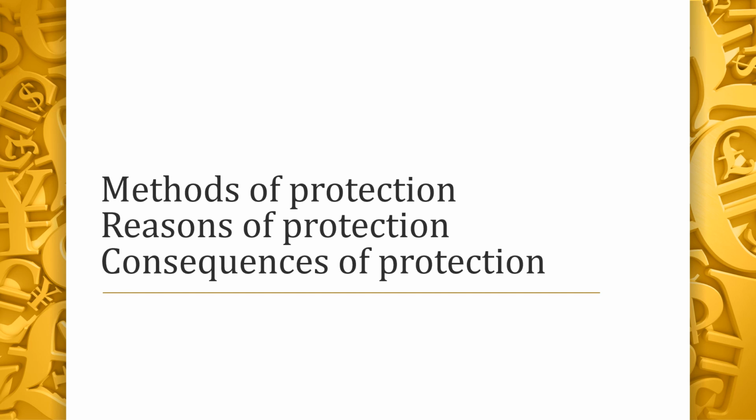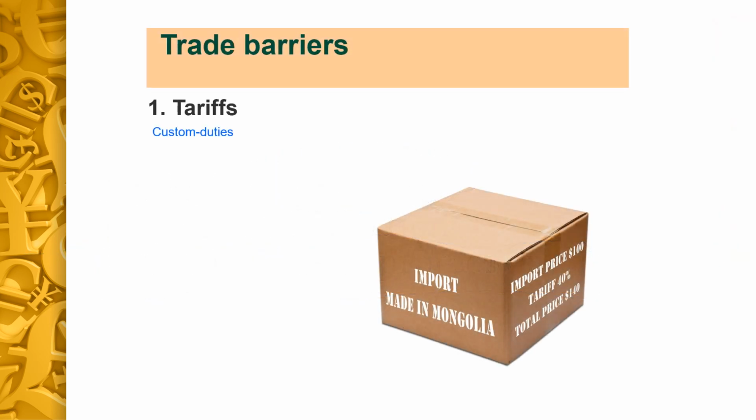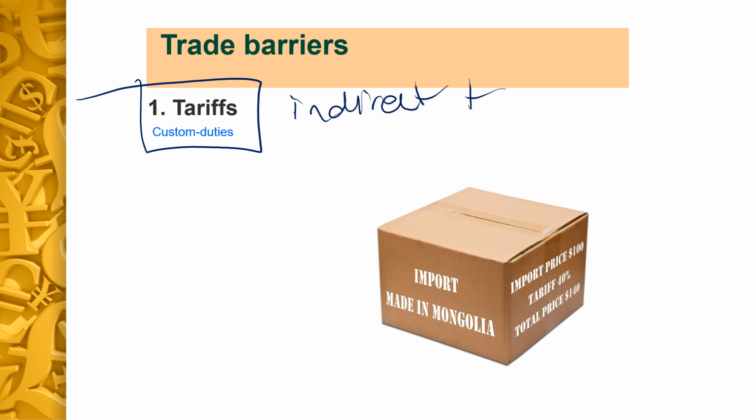Now, in this section we will be talking about what are the methods of protection for trade and what are the reasons of protection for trade, and also what are the consequences of the protection of trade. First, kind of protection, it can be called tariffs. What are tariffs? Tariffs, you got to think of it as a trade barrier, which is considered to be an indirect tax on the prices of imported goods.